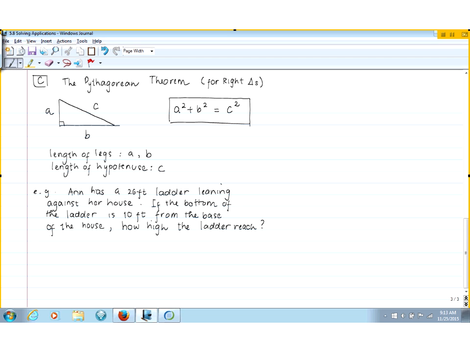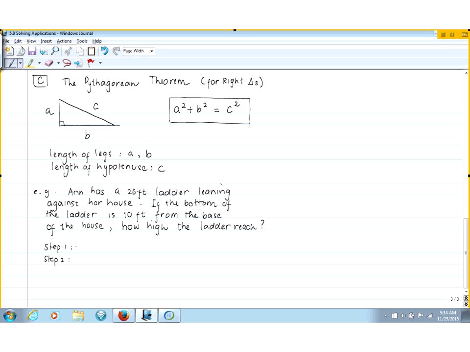So Anne has a 26 feet ladder leaning against her house. What am I going to do with a 26 feet ladder? Or maybe I have to change one of the bulbs outside. Maybe I have to clean the gutter. Since it starts raining now, we have to clean the gutter so that the water can fall through. So let's draw these.